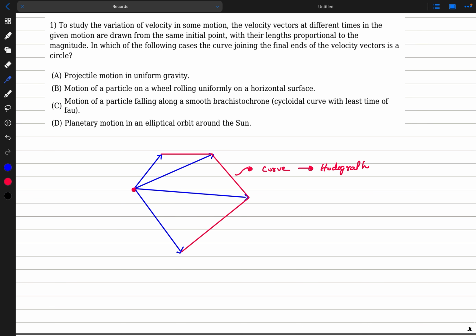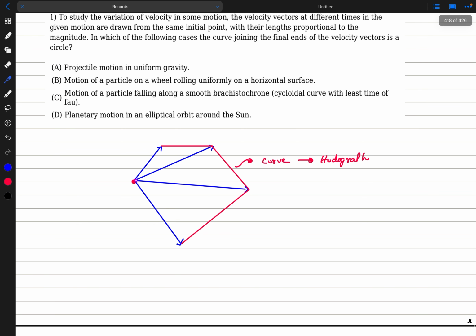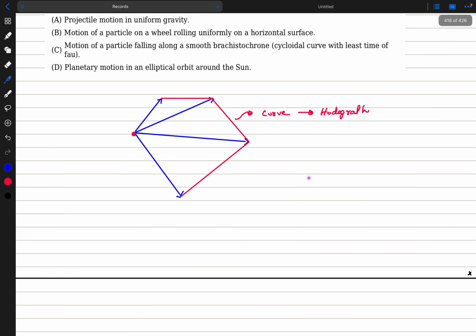So first let's start with projectile motion. Another thing to keep in mind is that this point can be any point. This does not have to be the center of the circle, and that could be a very confusing part. For example, a lot of you may start with the thought that if it needs to be a circle, then each of the velocity vectors needs to have a constant magnitude, and then the tip would form a circle.